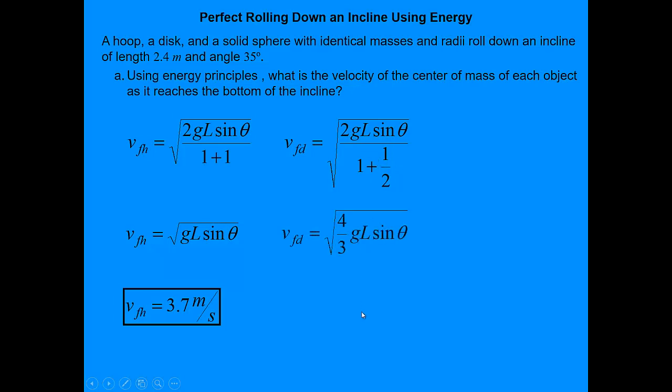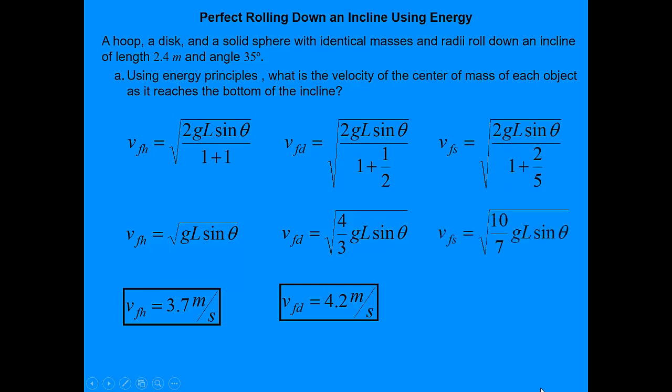For the disc, 1 plus 1/2 is 3/2. 2 over 3/2 is 4/3. Plug in the numbers, 4.2 meters per second. So any disk will go faster than any hoop at the bottom of the hill. And then for the sphere, 1 plus 2/5 is 7/5. 2 over 7/5 is 10/7. Plug in the numbers, 4.4 meters per second. So these two are close, and I'm going to actually show you a demo of this, right? But any sphere should be faster than any disk, which will be faster than any hoop.